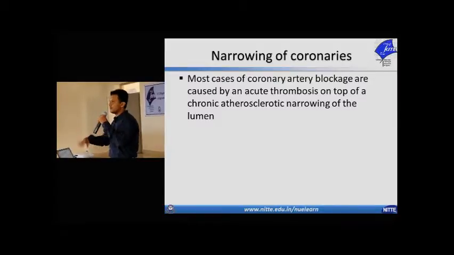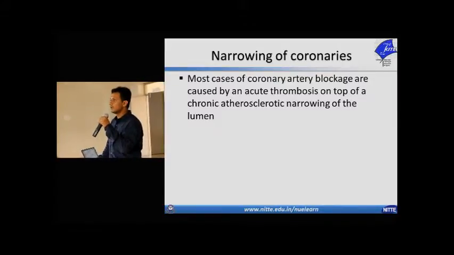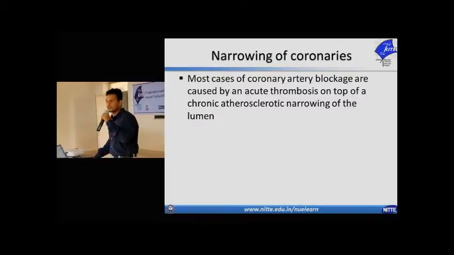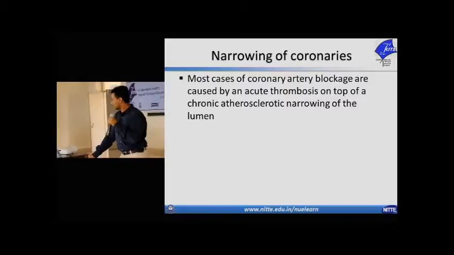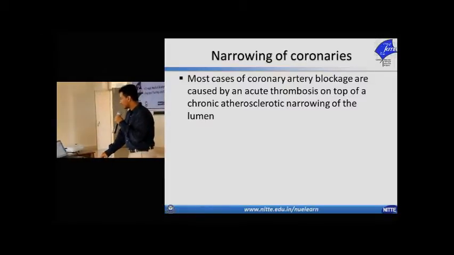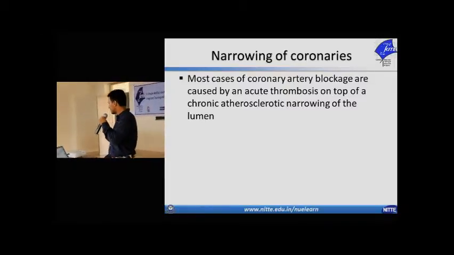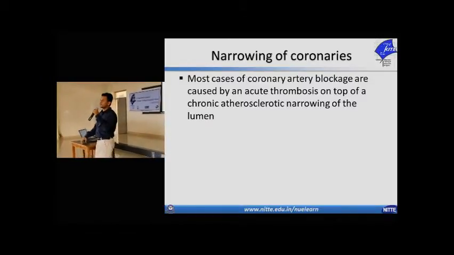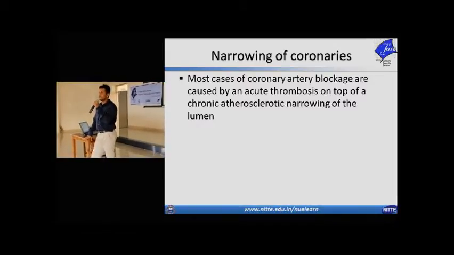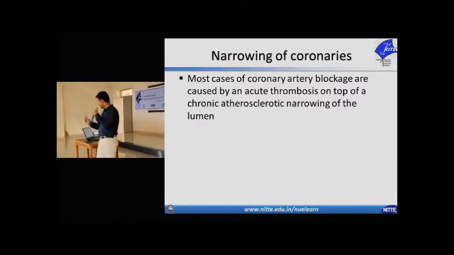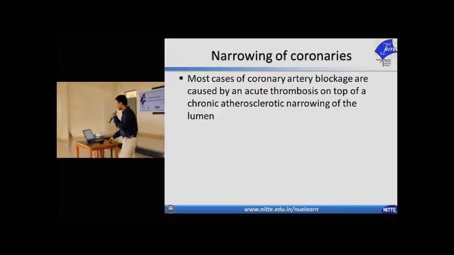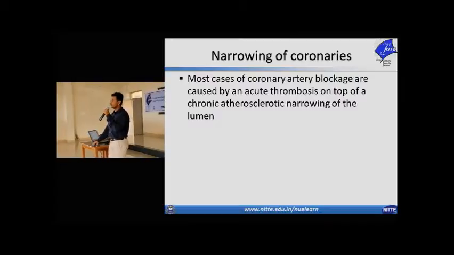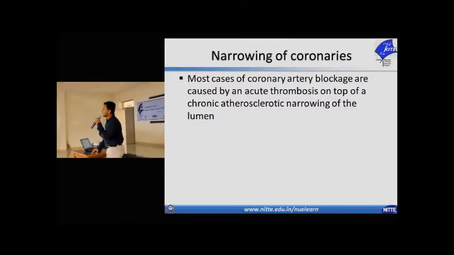So you have seen the normal coronary arteries, the branches, the normal circulation. Now we will block the arteries. So, the narrowing of coronary arteries. Most cases of coronary artery blockage are caused by acute thrombi, that is the obstruction of the coronary artery by a thrombus or platelet aggregation, on top of a chronic atherosclerotic narrowing of the lumen. I think Madam has already told you about the atherosclerosis of the coronary blood vessels.